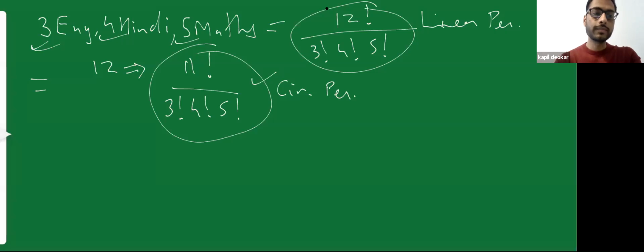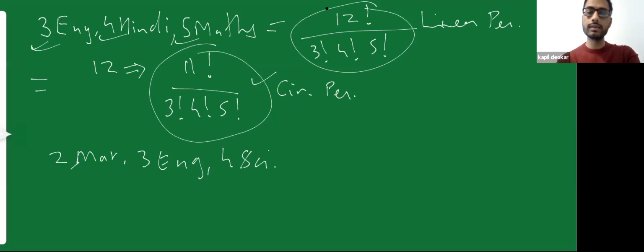So now tell me, in how many ways can 2 Marathi, 3 English, and 4 science books be arranged in a circular way and in a linear way? So tell me answers for both. First, tell me for circular ways of arranging them, and then in how many ways can I arrange them in a linear way.